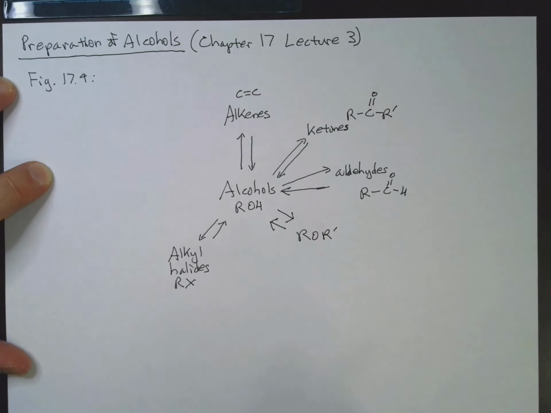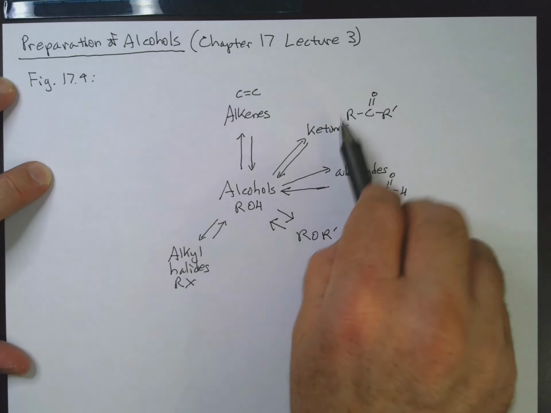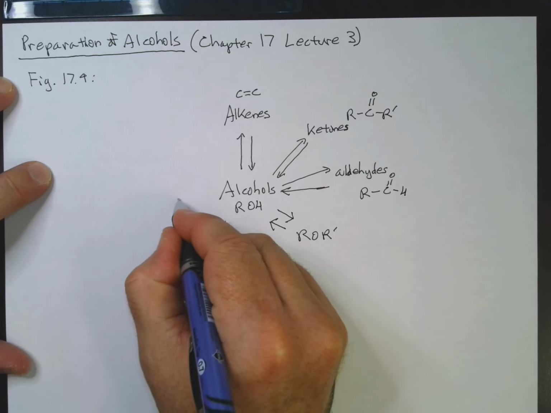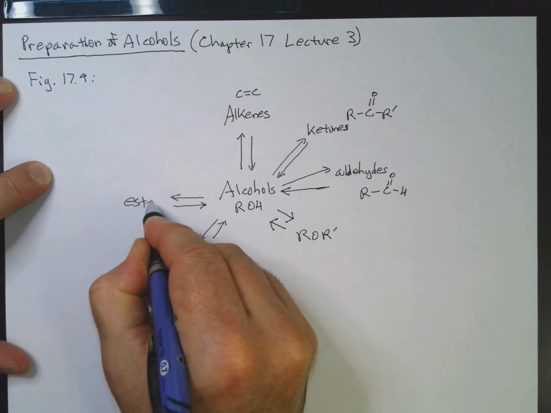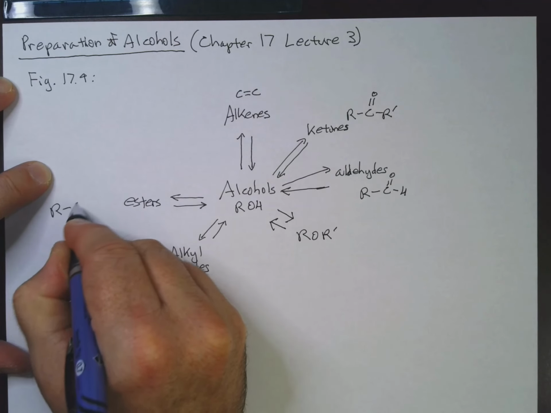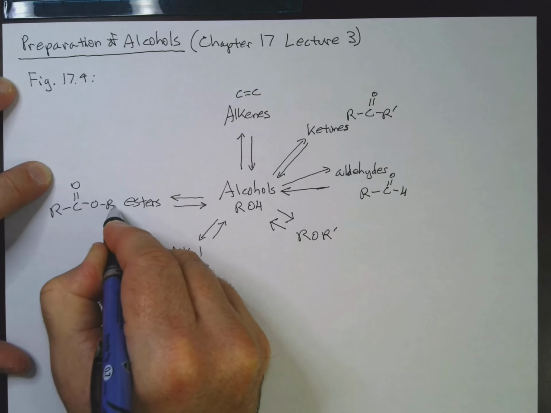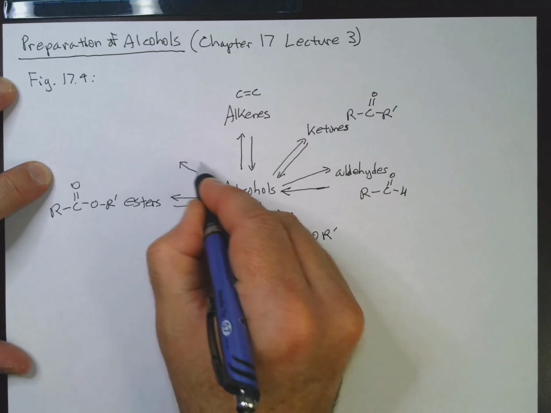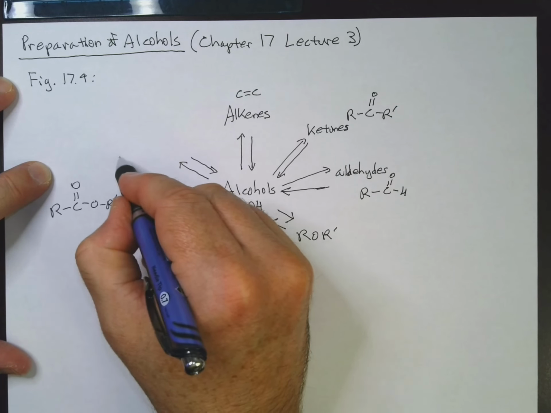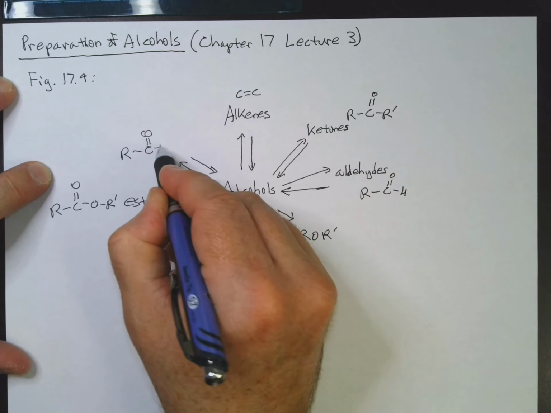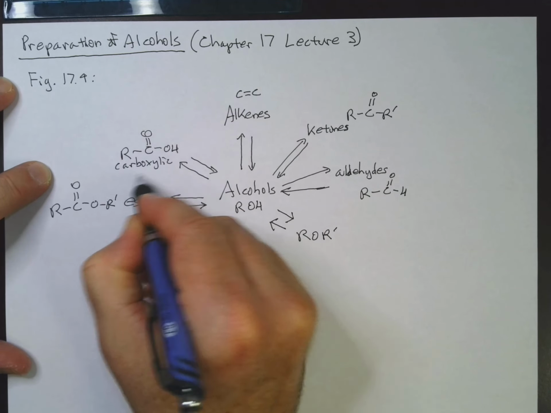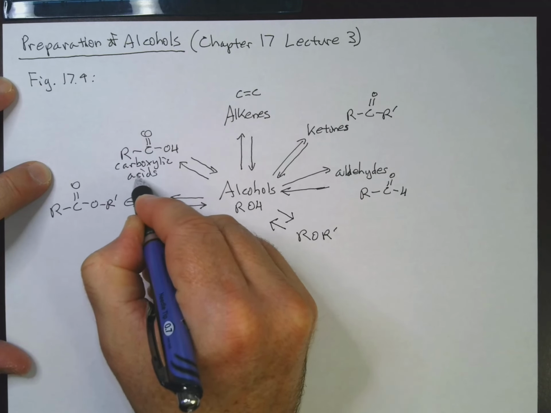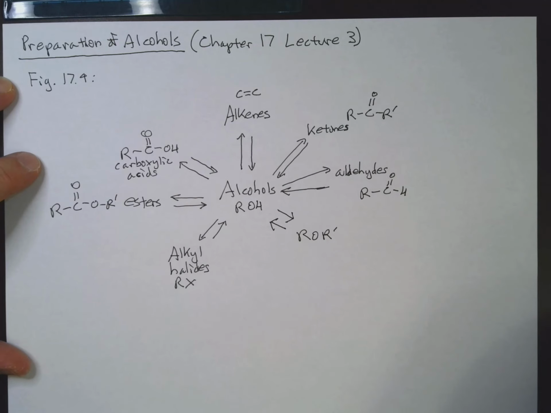We will see ways to convert alcohols into aldehydes and ketones, and also ways to convert aldehydes and ketones into alcohols. Another couple of functional groups that we will look at converting alcohols into, and converting them into alcohols, are carboxylic acids and esters.